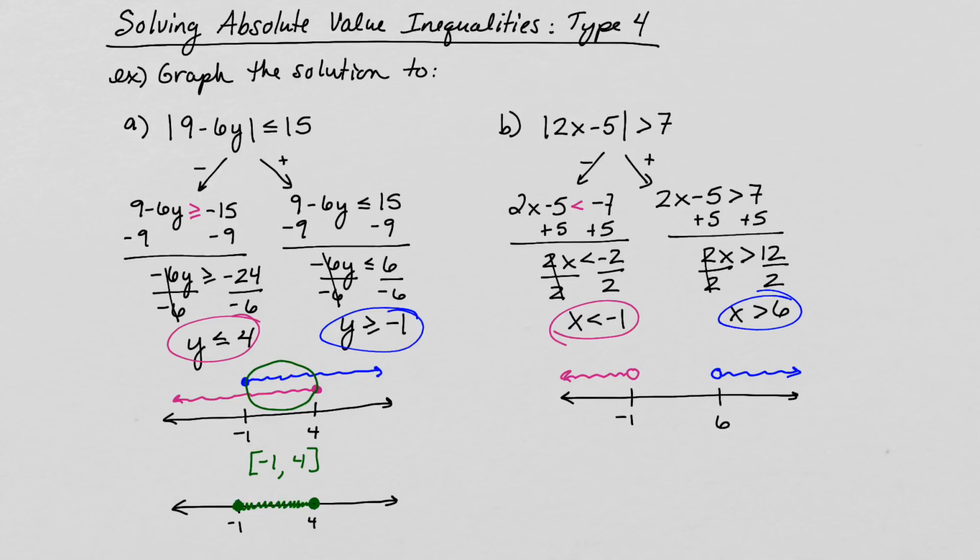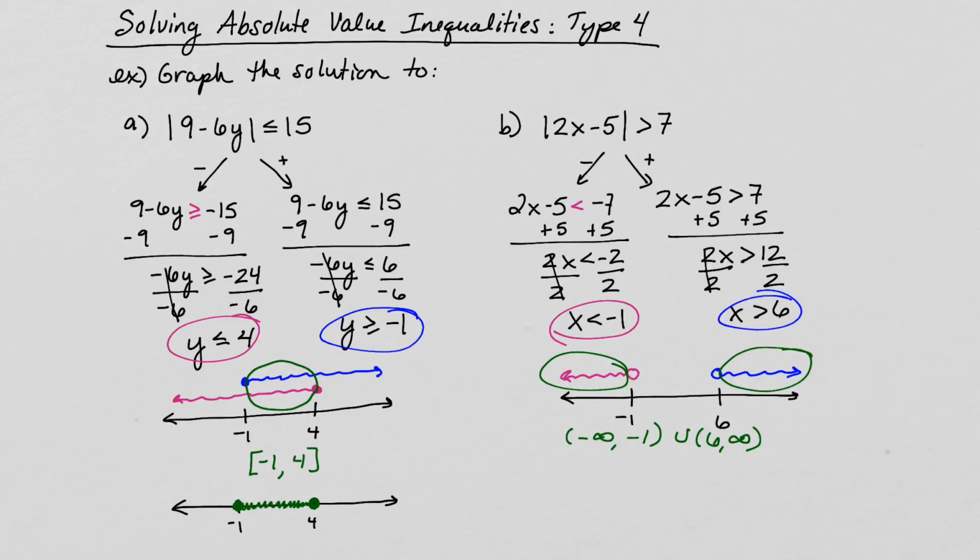Now what we're going to do is look at our stuff here and notice that this and this do not overlap. And so we want to take each piece, this piece and this piece. And so we're talking about from -infinity to -1, parentheses, union, 6 to infinity, parentheses. So if it asks for you to write the answer in interval notation, that's what you would do.